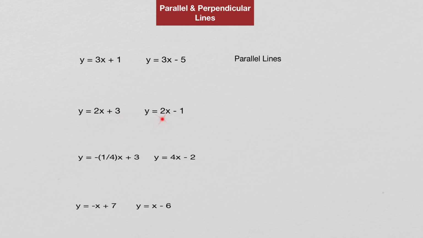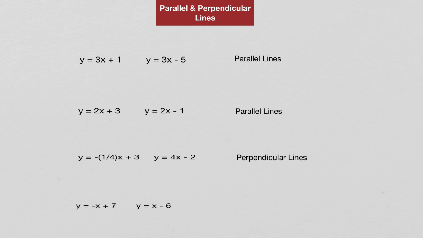Next example, y equals 2x plus 3 and y equals 2x minus 1. We take a look at the slope. This is a 2, this is a 2. They're both equal, so they also are parallel lines. Third example: we have y equals negative 1/4 x plus 3 and y equals 4x minus 2. Negative 1/4, if we take the reciprocal of that, becomes 4, and then negate that, so now it's a positive, and this is what we have in the second equation. So the relationship between these slopes is negative reciprocals, and so both these lines are perpendicular lines.